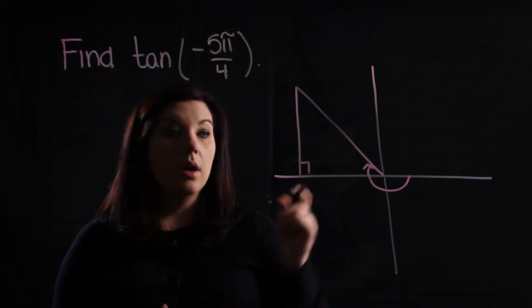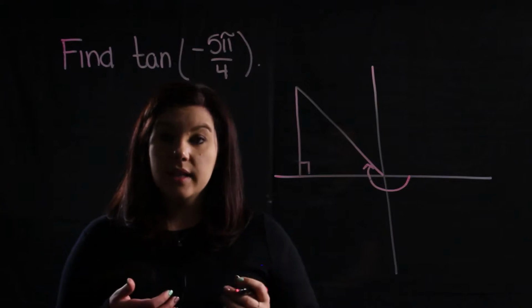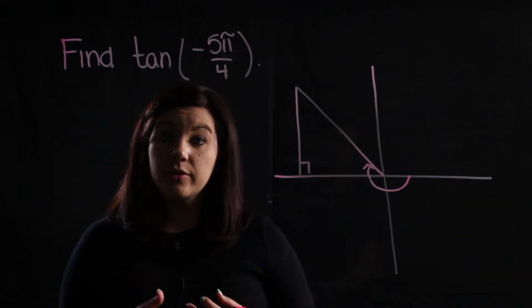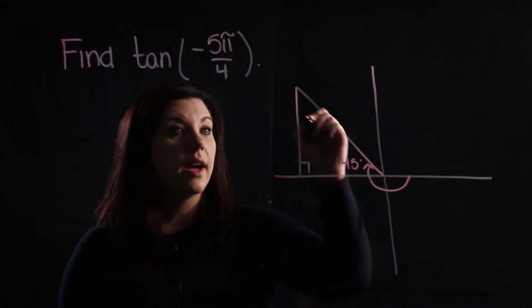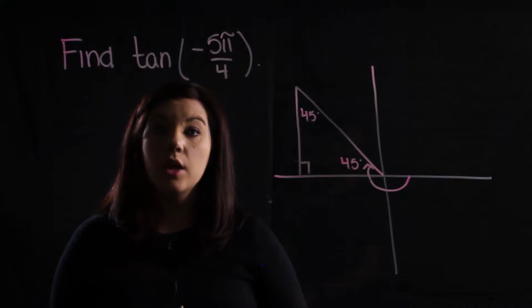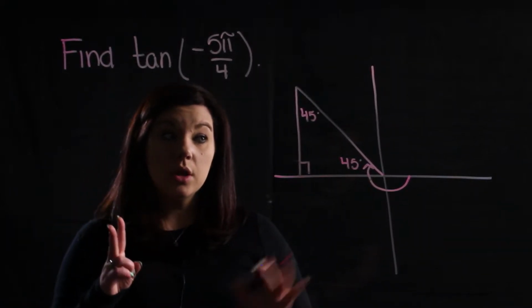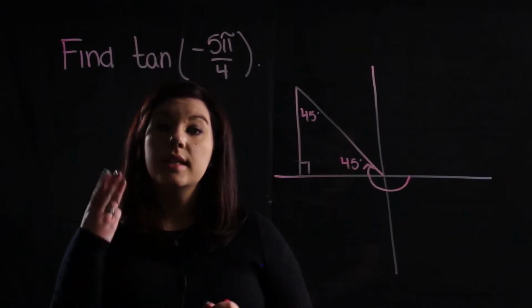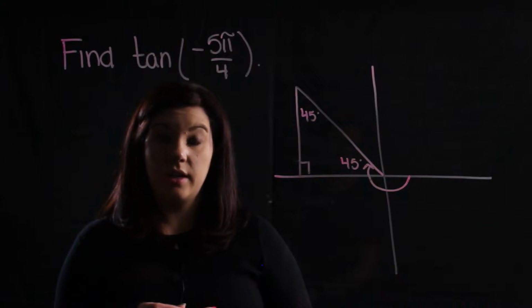So think about it, this is 1/4 of pi, right? Pi is 180. If you divide that by 4, you get 45. So we're dealing with our special 45, 45, 90 triangle. Okay, so step 1, find negative 5 pi over 4. Step 2, draw your special triangles. Step 3, put in the side lengths of your special triangles.